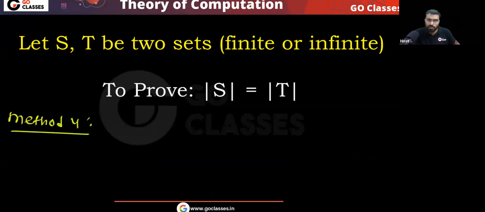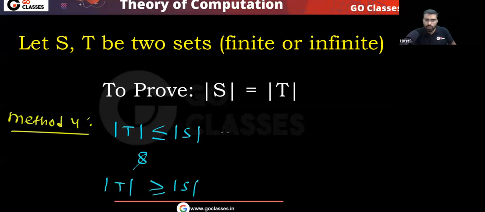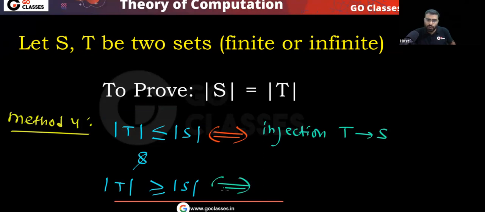What is method number 4? Method number 4 is that the cardinality of T is less than or equal to the cardinality of S, and the cardinality of T is greater than or equal to the cardinality of S. For this, what will you do? You will create an injection from T to S. And for the other direction, you will create an injection from S to T.